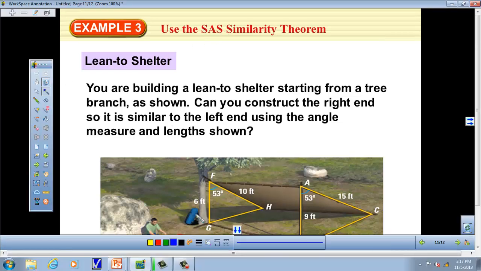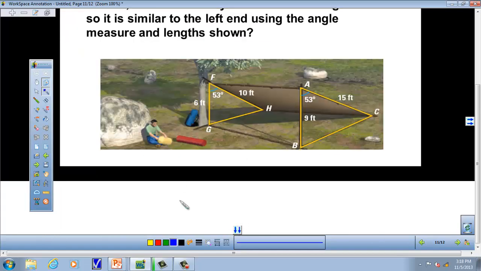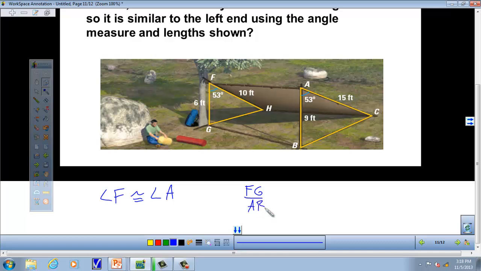So if you look in this problem, there's a couple things going on. First of all, angle F is congruent to angle A, and you can see that because they're both 53 degrees. Then if you look, we have a side here and a side here. We have a side over here and we have a side over here that they give us. So what we want to do is compare FG to AB because they're both the shorter sides, and we also want to look at FH compared to AC.